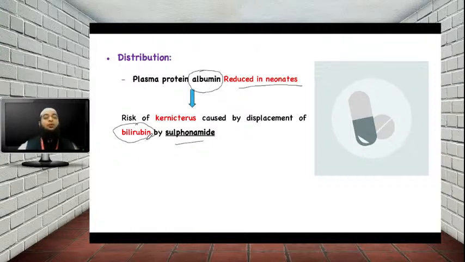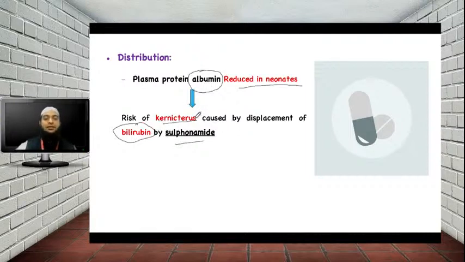site, and when bilirubin is displaced, bilirubin will come into blood circulation, and that is the reason we have seen that many a time children suffer from jaundice. Most of the time newborn babies suffer from jaundice if you give any medicine which has high plasma protein binding, and this condition is called kernicterus.